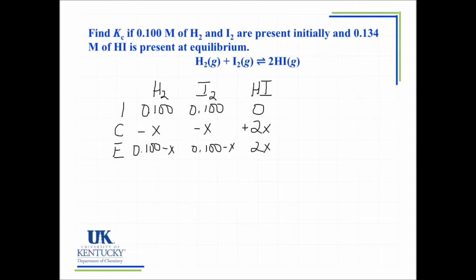So now I can go back and say, well, wait a minute, in the initial problem it gave me what the actual equilibrium concentration of HI was. So I can use that along with my value of 2x to determine my value of x. So I can say HI at equilibrium is equal to 0.134, and it's also equal to 2x. And so I can solve for x and find that it equals 0.0670. Now I can use that value of x to figure out what my equilibrium concentrations are for H2 and I2.